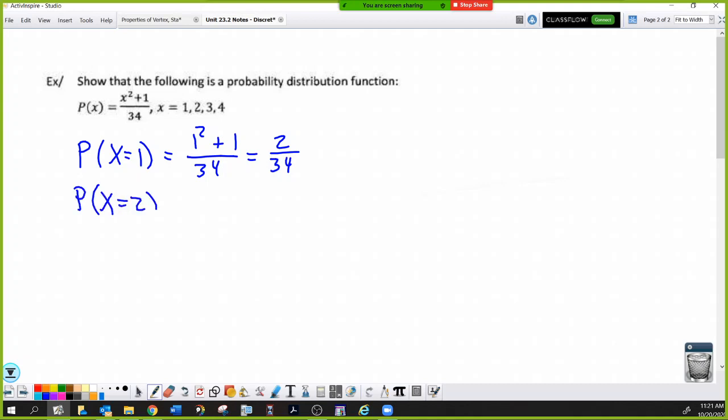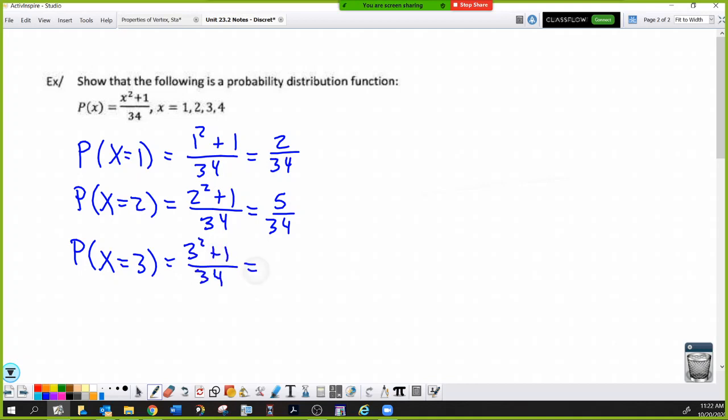Probability that capital X is 2. You plug in 2. 2 squared, which is 4, plus 1 over 34. So 5 over 34. Plug in x equals 3. 3 squared, which is 9, plus 1 over 34. 10 over 34.